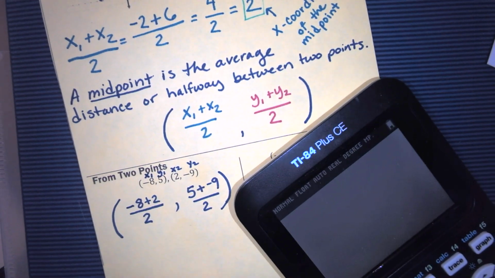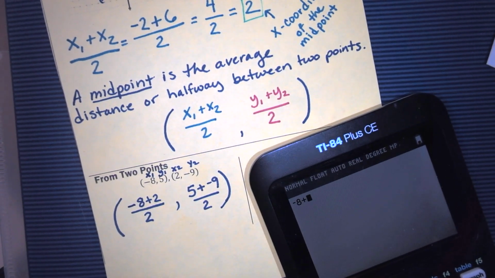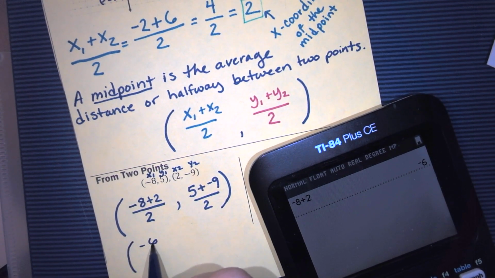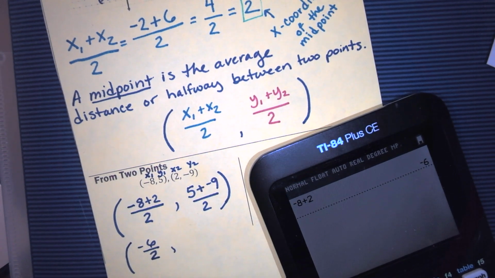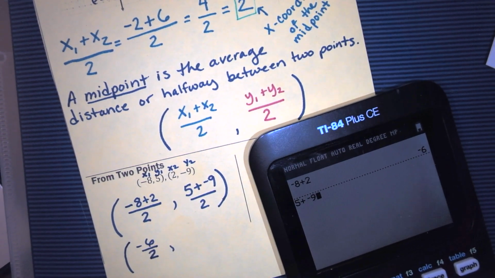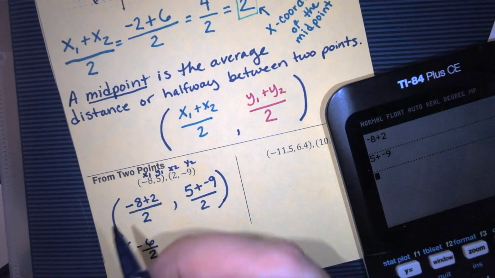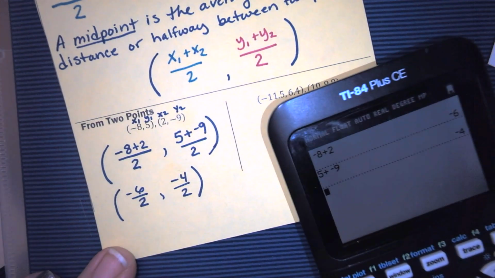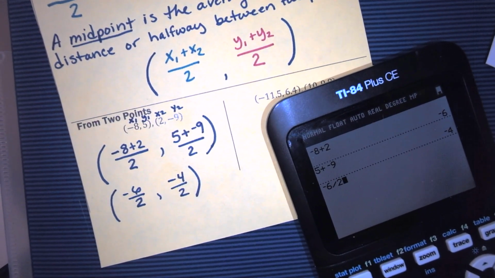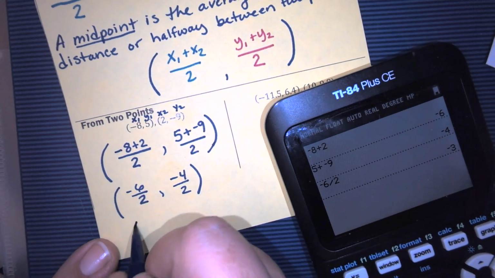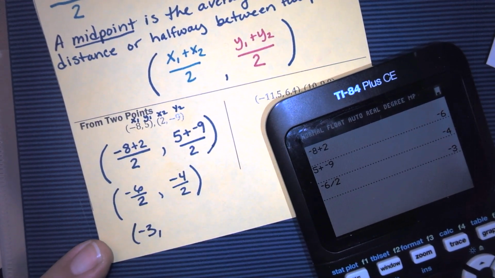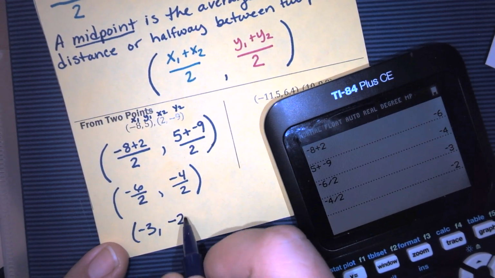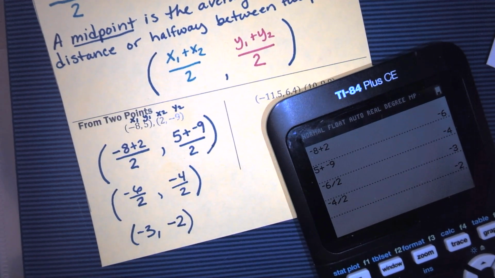All right, we're going to do -8 plus 2. I get -6, so this will be -6 over 2. The other side I'm going to do 5 plus -9, -4, so this is -4 over 2. But I don't have my midpoint yet until I divide them both by 2. So if I do -6 divided by 2, I get -3. So my x-coordinate is -3, comma, my y-coordinate, -4 divided by 2, -2. So the midpoint is (-3, -2).